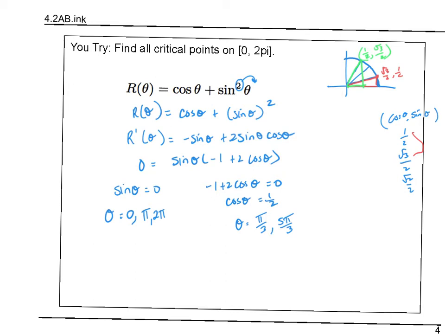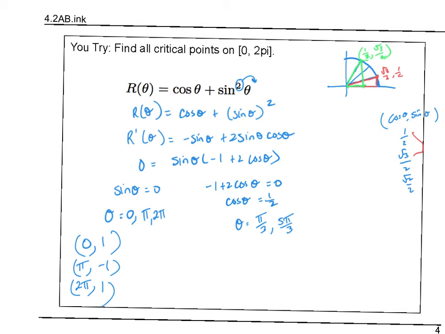Okay, just to finish up this problem, remember we have to evaluate this function at each of these critical moments, critical thetas, so that we can come up with ordered pairs. So if I evaluated at 0, we would be looking at cosine 0 plus sine squared 0, and we would have a 1. If we did it at pi, we would have a -1. And if I did it at 2 pi, I would also have a +1.